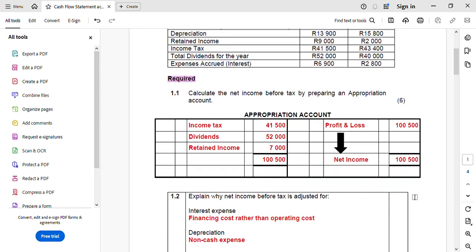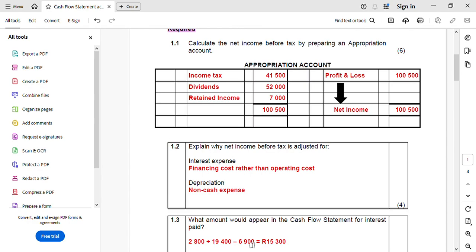Question 2. Explain why net income before tax is adjusted for interest. Interest was deducted in the income statement. We're going to add it back because it's a financing cost rather than an operating cost. We then move on to depreciation. Depreciation in your income statement was subtracted to get to net profit, but did not involve any money leaving the company. So that is why it is going to be added back, because it is a non-cash expense.